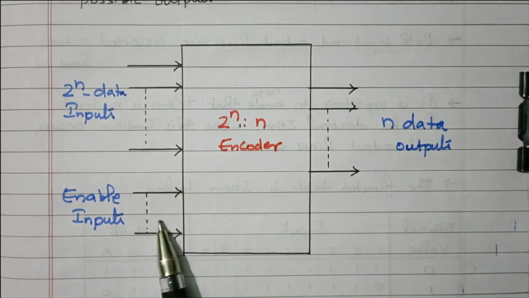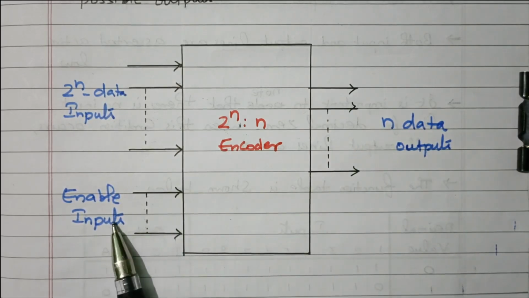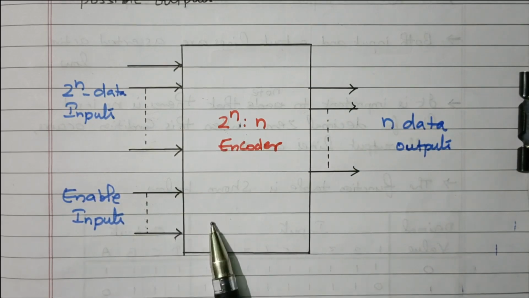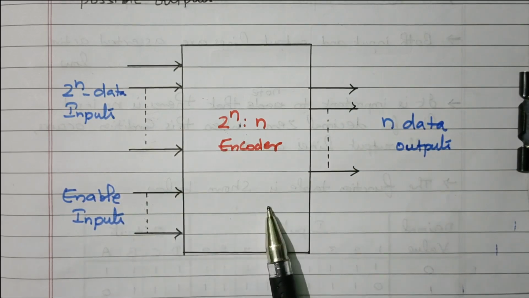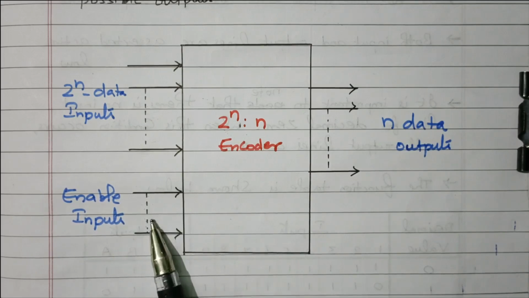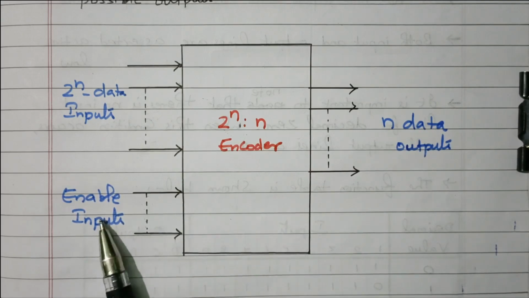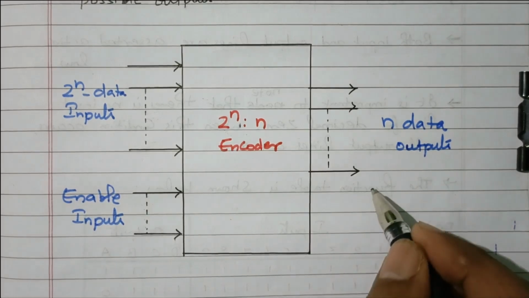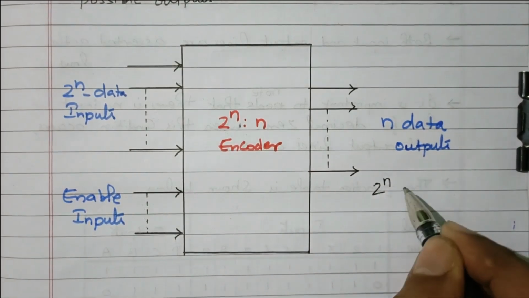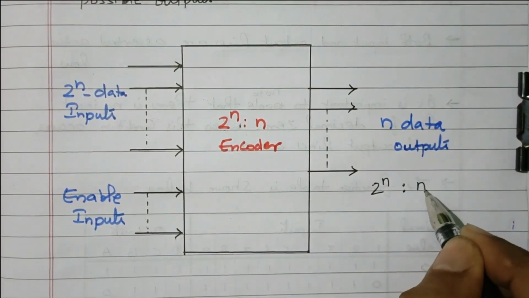This is an enable input. If the enable is 1, the encoder is enabled. It will give the output based on the input. If enable is 0, it is disabled. It will not produce any output. In order to enable or disable, we have the enable input. Now we'll see one example. 2 to the power n inputs and n outputs.